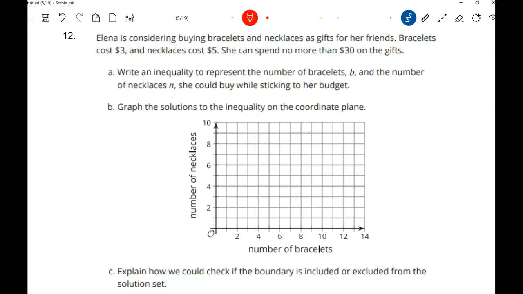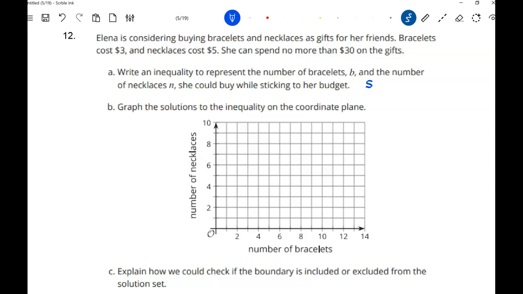Okay, number 12 says Elena is considering buying bracelets and necklaces as gifts for her friends. Bracelets cost $3, necklaces cost $5. She can spend no more than $30 on gifts. Write an inequality to represent the number of bracelets and or necklaces she could buy while sticking to her budget.